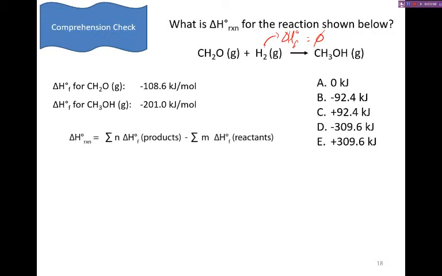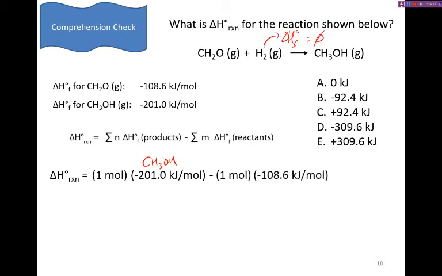To find the enthalpy of reaction, we need to sum up the enthalpies of formation of the products and subtract those of the reactants. So that's going to be 1 mole times the enthalpy of formation of our product, which is the methanol, minus 1 mole times the enthalpy of formation of the reactant, which is an aldehyde, plus that of hydrogen gas, which is 0. You solve for that and you get negative 92.4 kilojoules.